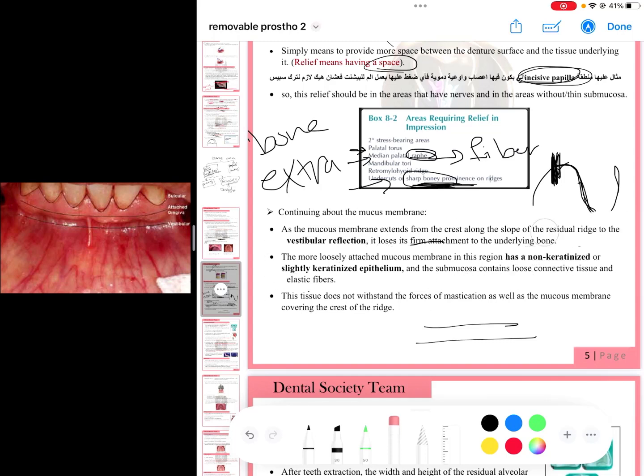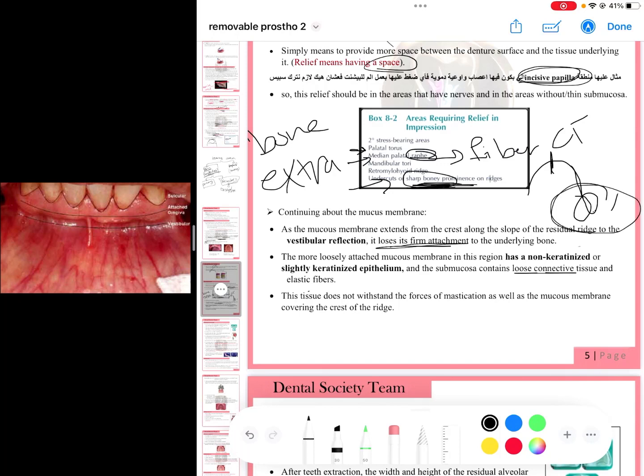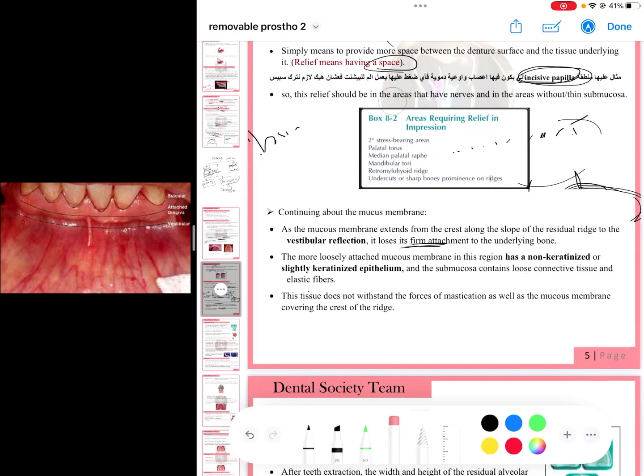So up on the crest, we will have keratinized mucosa, it's firmly attached, and the connective tissue is dense. But moving down to the vestibule, the mucosa won't be keratinized. It won't be attached firmly to the bone, and the connective tissue will be loose. So these tissues down here don't withstand the forces of mastication, as the mucosa that's up here will. Okay.